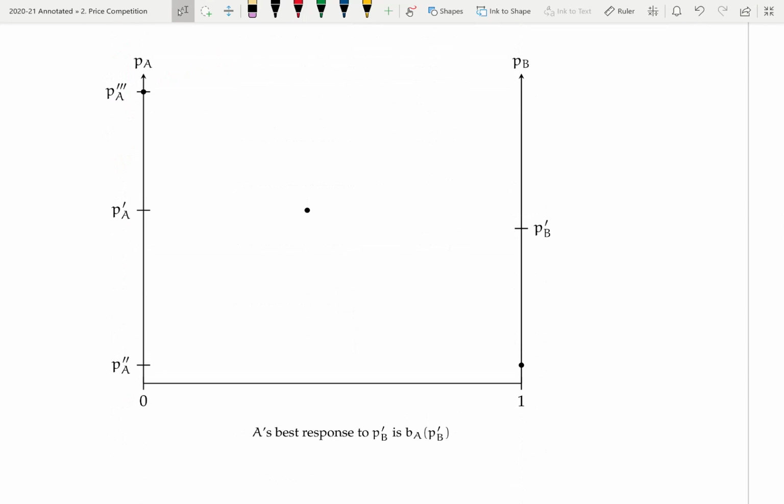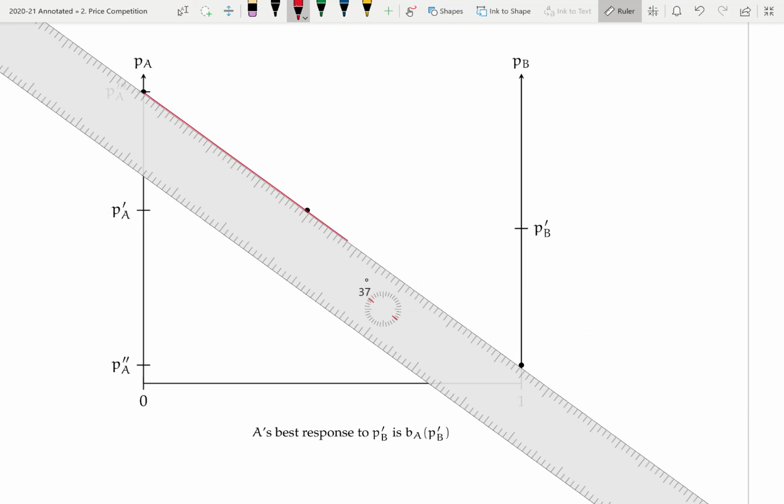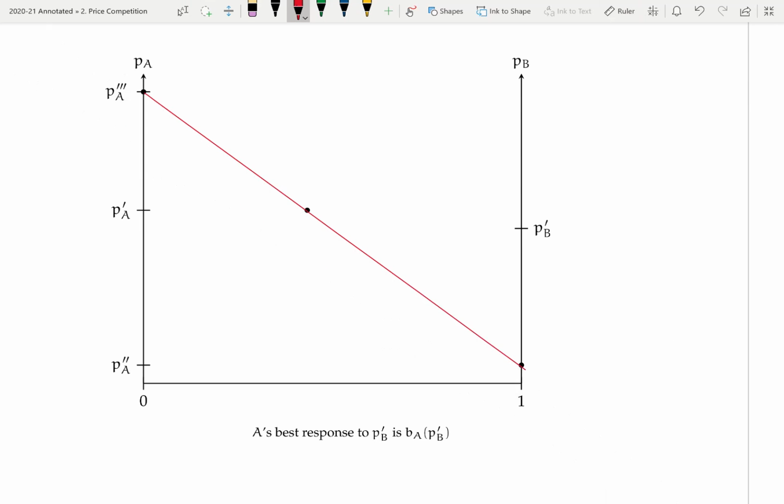So we found 3 points on A's demand curve. We're now going to join them up with a straight line. The reason we have a straight line demand curve is because we have this uniform distribution of consumers. As we move to the right, we increase the quantity demand at a constant rate. So let's draw a line through those 3 points. So this is A's demand curve when the price of firm B is PB dash.